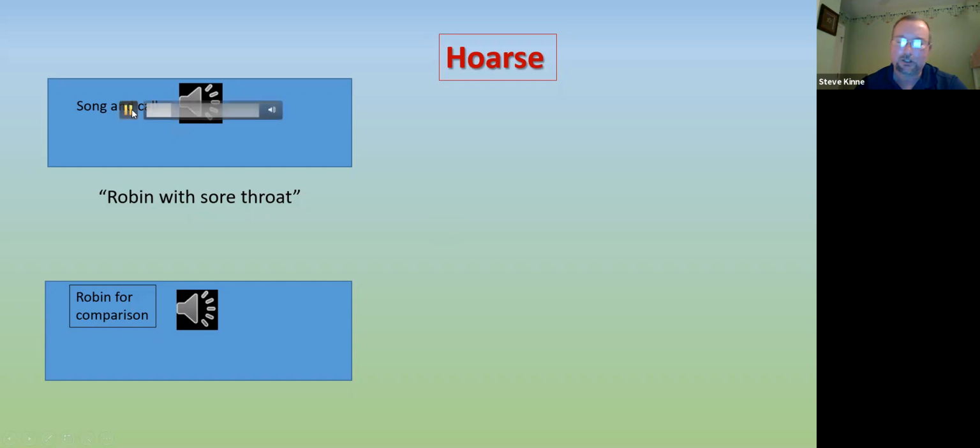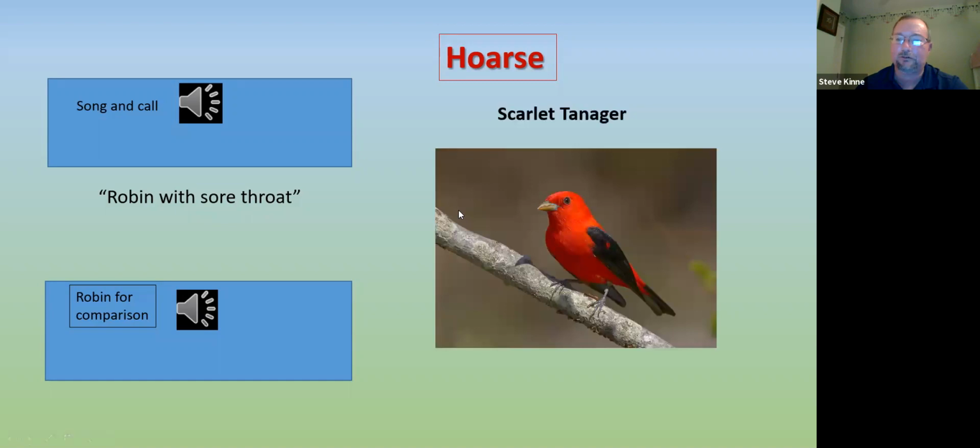Like that nice cheery song you heard, a very clear whistle of the robin, this one has a little bit of a buzzy quality to it, almost like it's got a little hoarseness or a sore throat. That's why it's described as a robin with a sore throat. And that's back to that scarlet tanager. So its call may be chip burr, but its song is kind of robin-like.